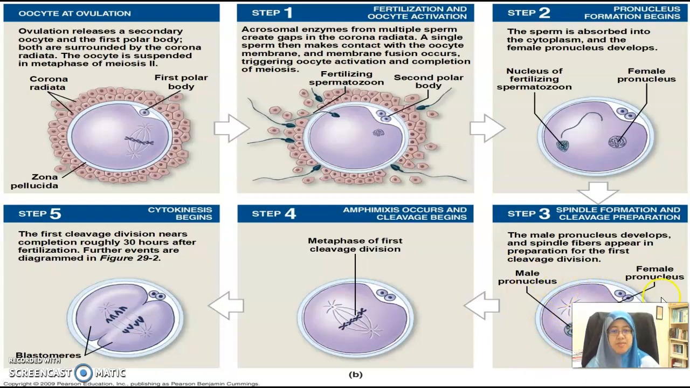Then, the next step is that the zygote will undergo the cleavage process. Cleavage is basically like mitosis. They undergo a series of divisions to form multiple cells.